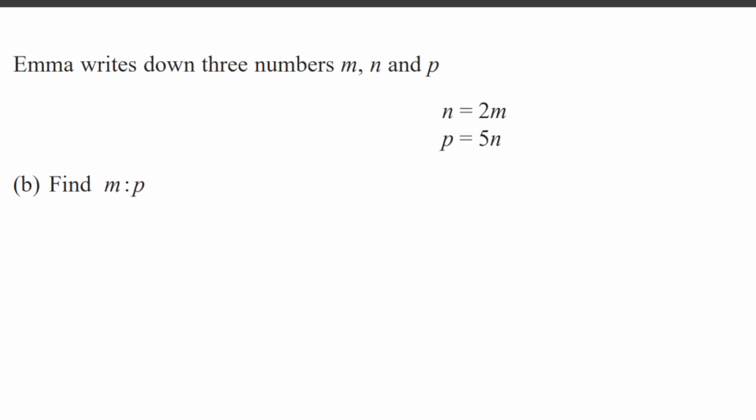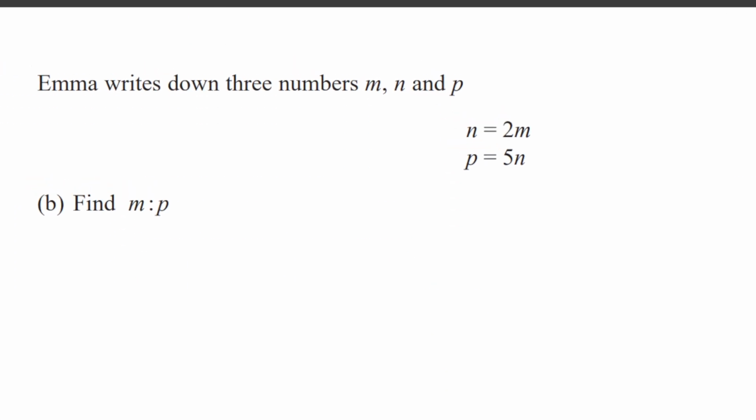Now the last part here. Emma writes down 3 numbers, M, N, and P. N is 2M, P is 5N. Find M to P. This is a very nice question. Now, what I will do now is I'll just write M to N to P. So M is just M. We don't have a value other than M. N is 2M. P is 5N. So P equals 5N.